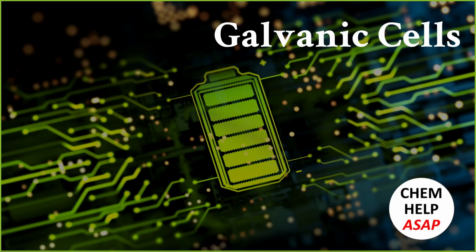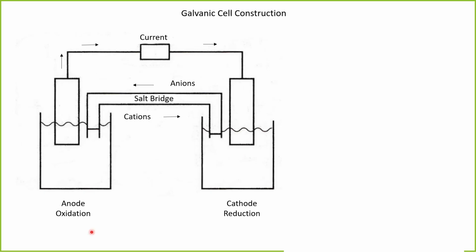In today's video, we are going to be talking about galvanic cells. Let's get started. Here is a very simple schematic of a galvanic cell. Now, in a galvanic cell, your current will always flow spontaneously. We will calculate this current, but in just a second.